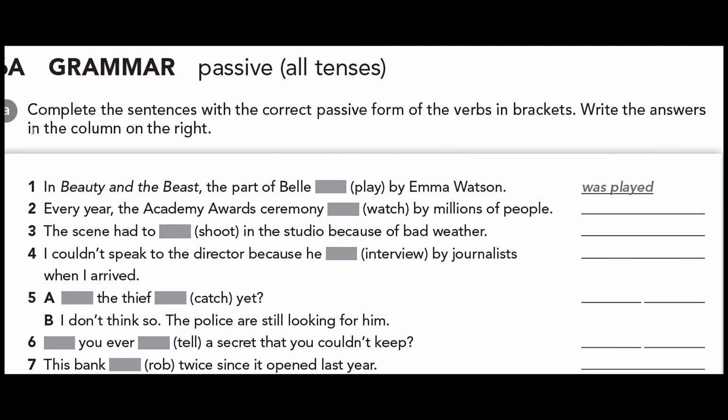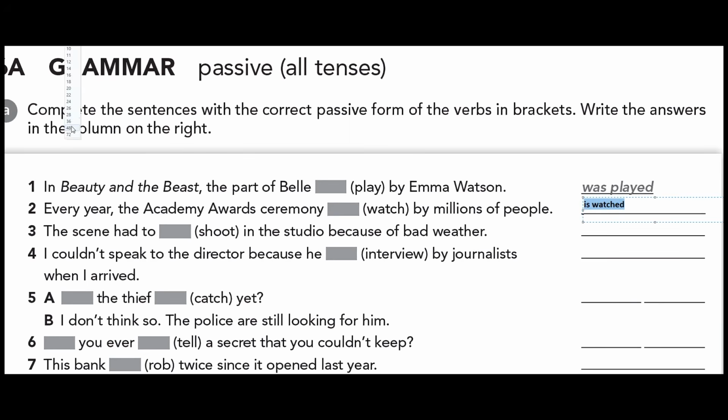Okay, exercise A. Complete the sentences with the correct passive form of the verbs in brackets. Write the answers in the column on the right. In Beauty and the Beast, the part of Belle was played by Emma Watson. It was the example. Number 2. Every year, the Academy Awards ceremony is watched by millions of people. It happens every year. The present simple, so the ceremony is watched by millions of people.